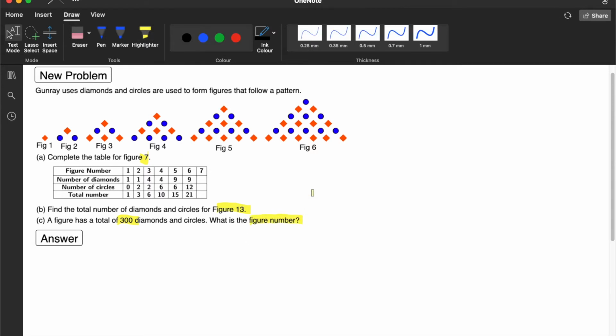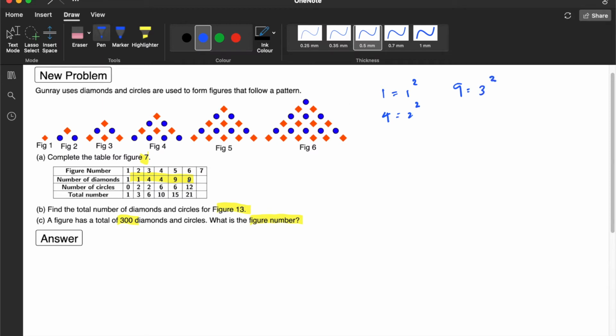So let's take a very close look at the figure as well as the table that is given to us and see whether we can see any pattern. I think the first obvious pattern will be this: the number of diamonds. We have 1, 4, and 9, which are obviously squares. So 1 is actually 1 squared, 4 is actually 2 squared, and 9 is actually 3 squared.